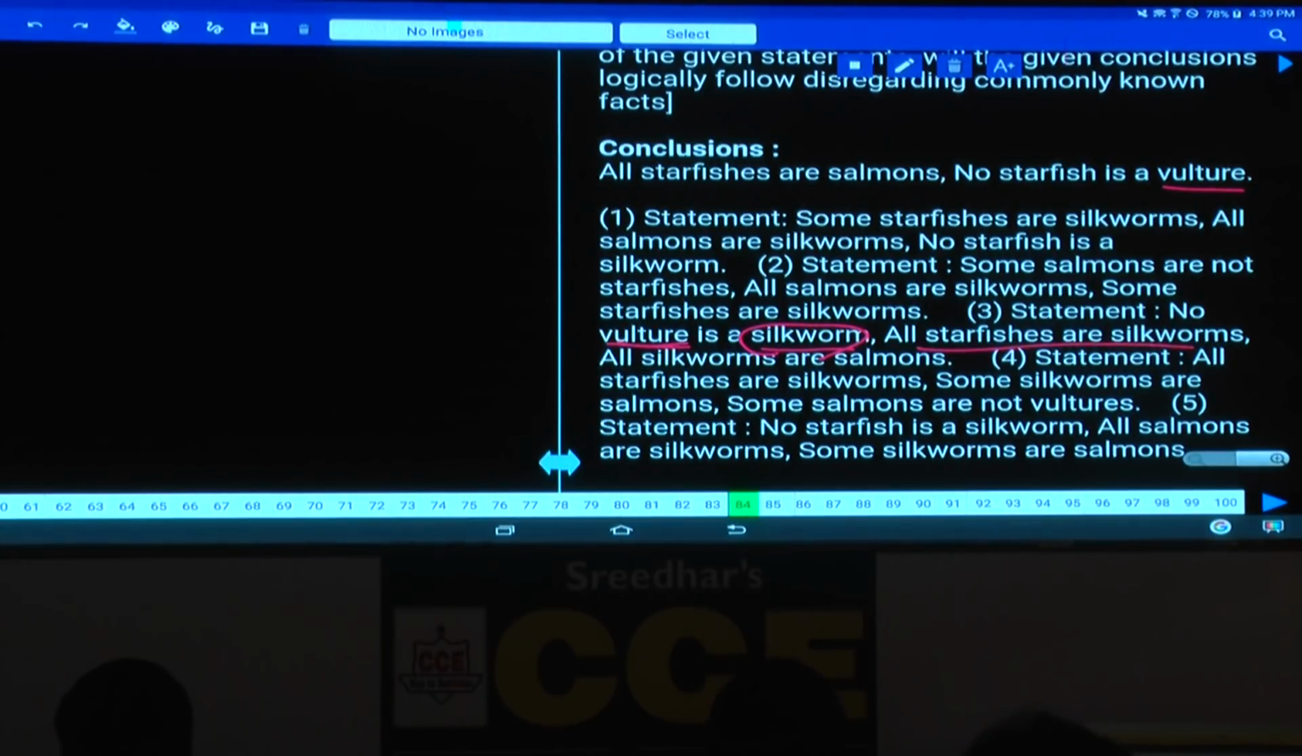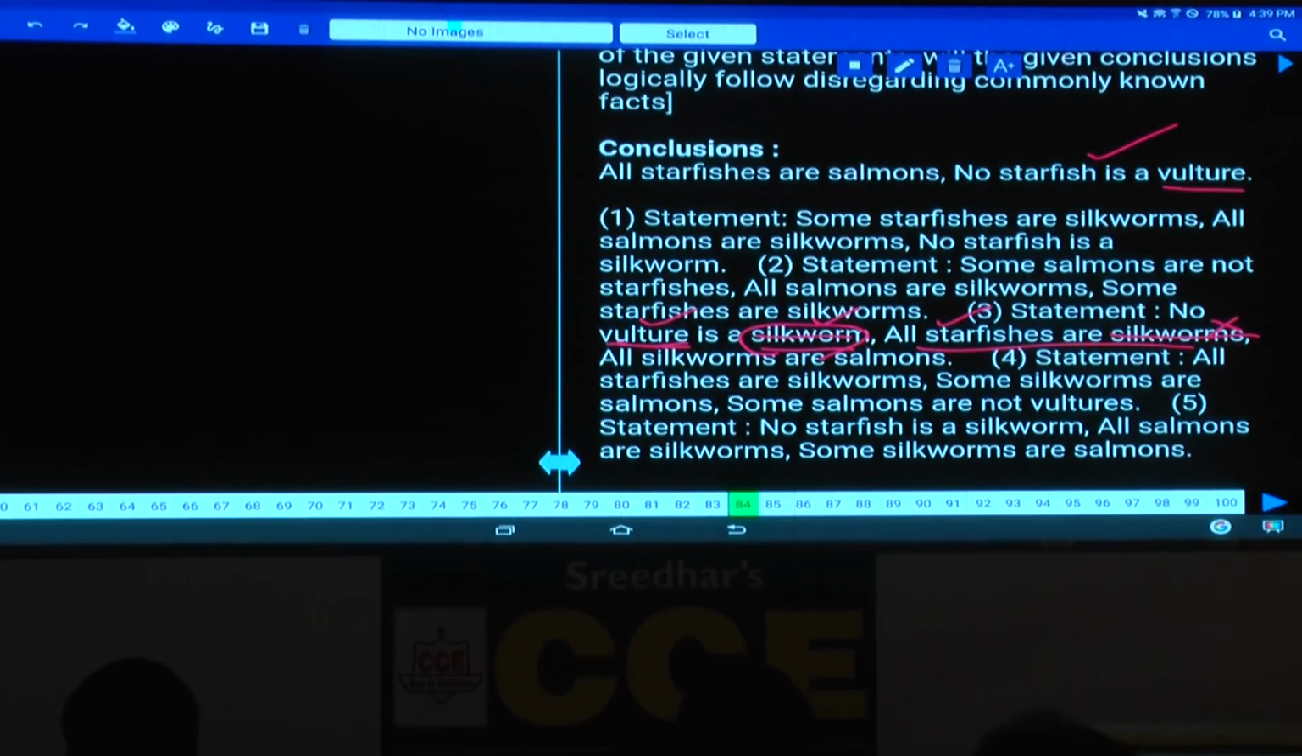Hence by taking these two statements, now I can draw the conclusion, isn't it? By taking the first and the second statement. Now then tick and cross. No vulture is silkworm, tick and tick. Here starfish tick, silkworm cross. Middle term silkworm distributed. Hence I am able to draw the conclusion. And what is the conclusion here? No vulture is starfish, definitely choice 2. Done with this one? Second conclusion.